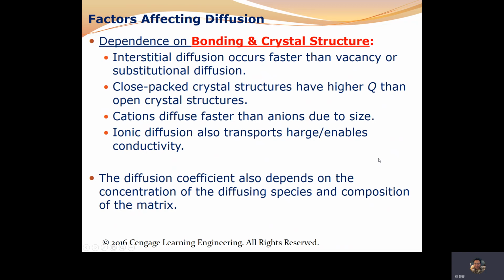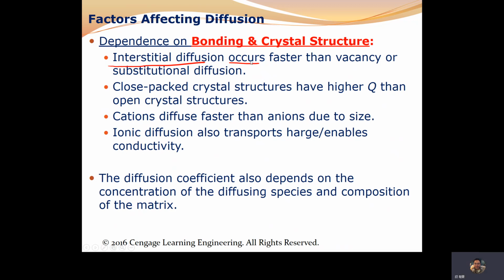And also, diffusion depends on the bonding and the crystal structure. We already mentioned that interstitial diffusion occurs faster than vacancy or substitutional diffusion, and the close-packed crystal structure has a higher activation energy. Of course, because the close-packed structure has more atoms packed together, that means higher bonding between atoms. So we need a higher energy to break those bonds, or to trigger the diffusion process.